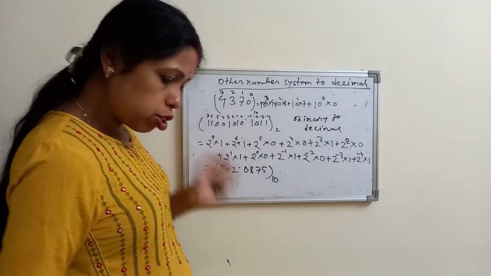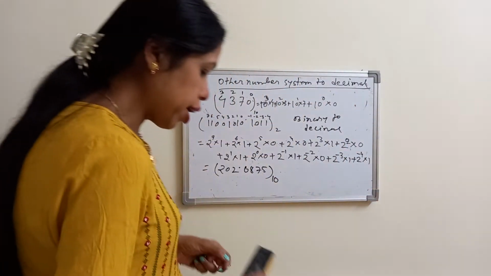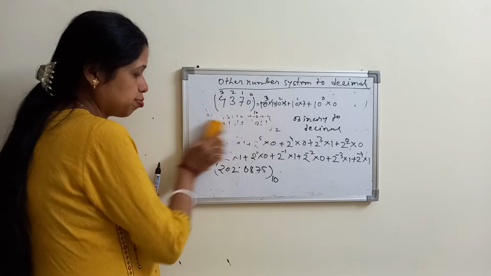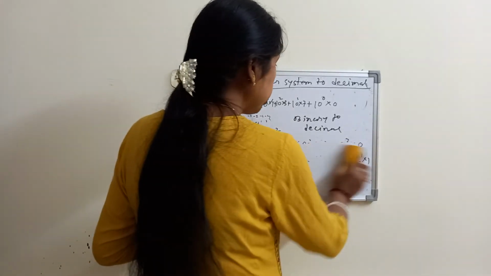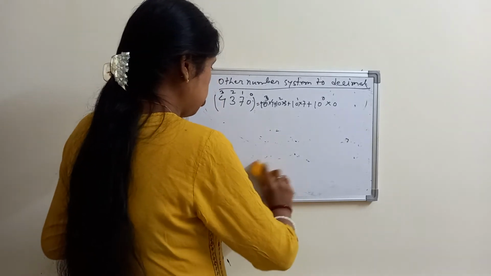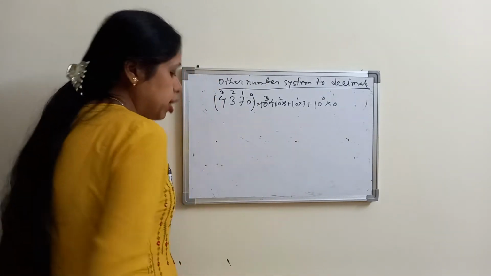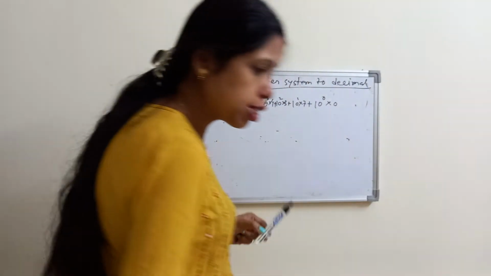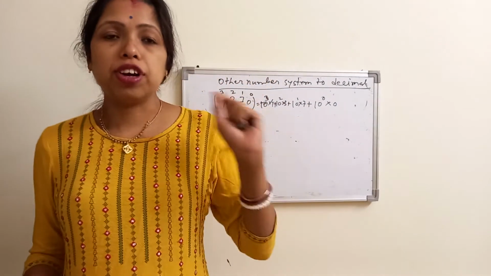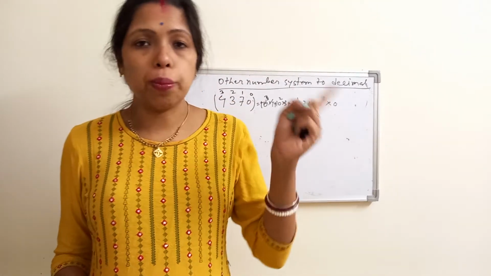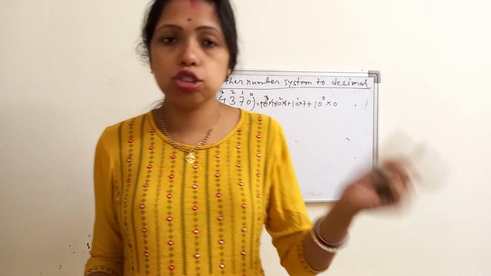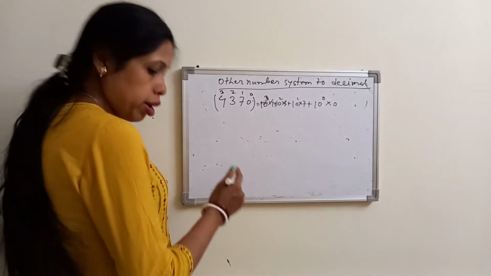In the same procedure, I can convert an octal number to a decimal number. For whichever number system is given, I have to check the base of that number system, and after that I have to give the positions of the digits. So base to the power position into coefficient. In this way I have to convert, right?